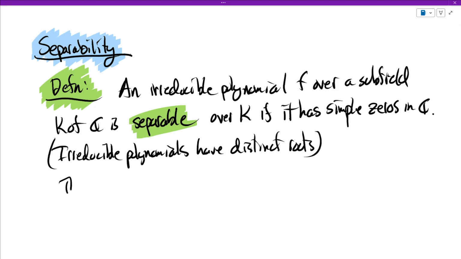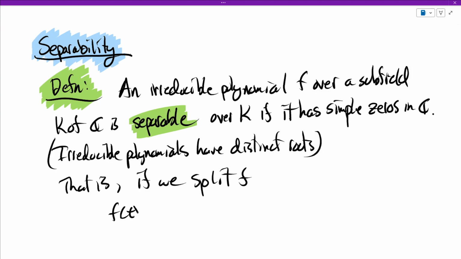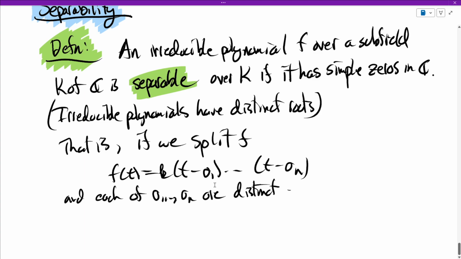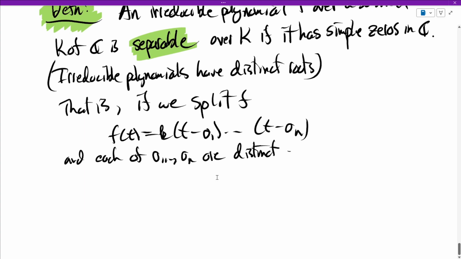So that is, if we split f over C or over some splitting field, it's going to look like some leading coefficient times (t minus sigma 1) through (t minus sigma n), and each of sigma 1 through sigma n are distinct. Okay, so they're pairwise different. There's n different complex numbers there.